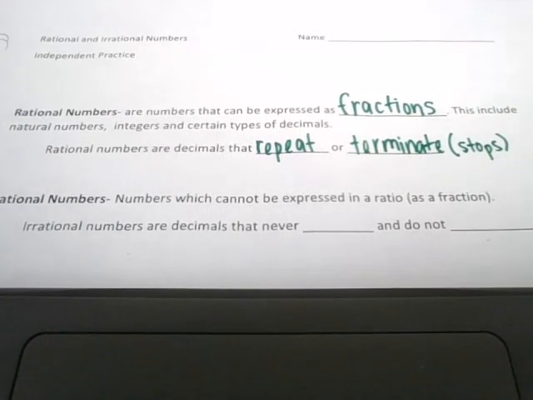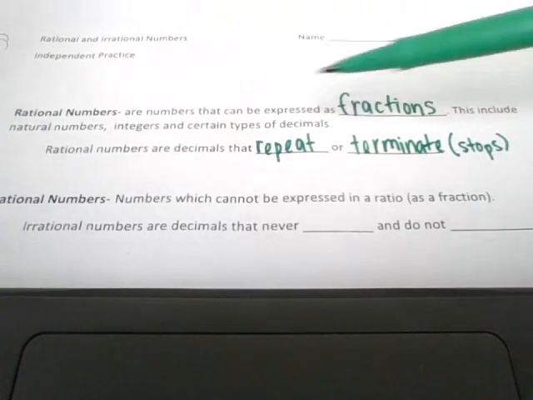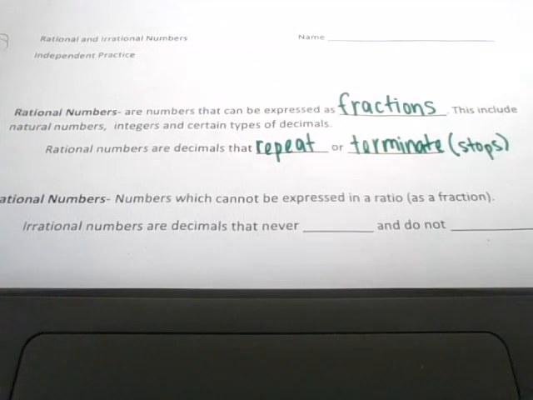So rational numbers are numbers that can be expressed as fractions. This includes natural numbers, integers, and certain types of decimals. So any kind of number that can be represented as a fraction, it is rational. If it's a decimal that can be represented as a fraction, it is a rational number. And the key thing here is just to remember that decimals that repeat, like 0.2323233, or if the decimal stops, it is rational.